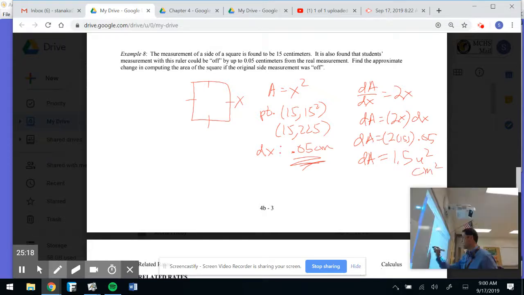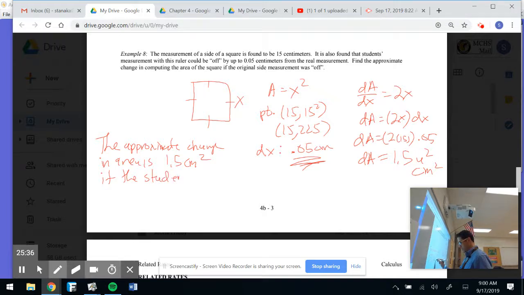So we should write a little statement. The approximate change in area is 1.5 centimeters squared if the student's side measurement, sorry, I'm trying to beat that clock, measurement is 0.05 centimeters above the actual measurement.